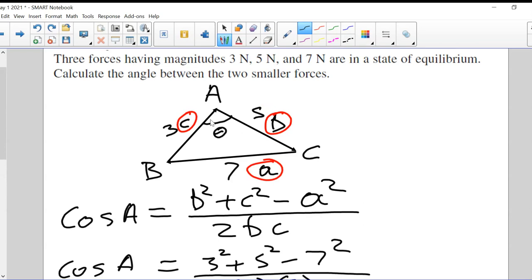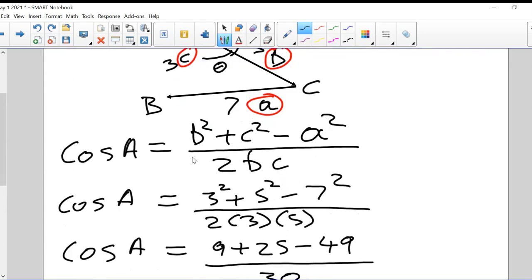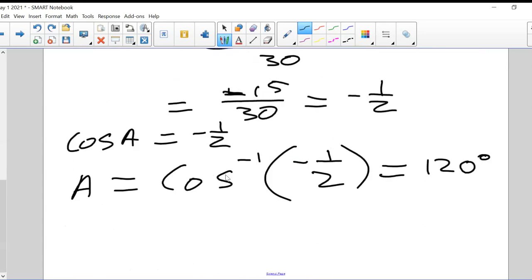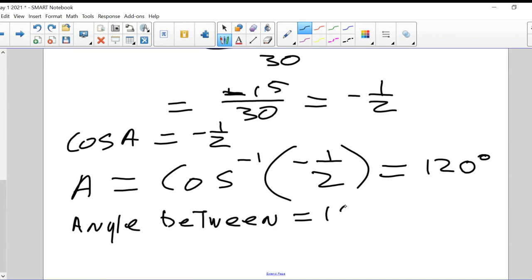Now remember that that 120 is the angle inside of the triangle, but I pointed out to you before that when I'm measuring the angle between two vectors, the vectors have to be tail to tail. So I'm really looking for this angle out here, and that would be the supplement of the 120. So the angle between the vectors, tail to tail, would be equal to 180 minus 120, or 60 degrees.